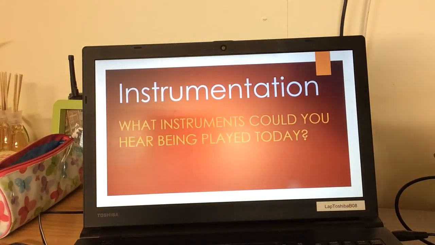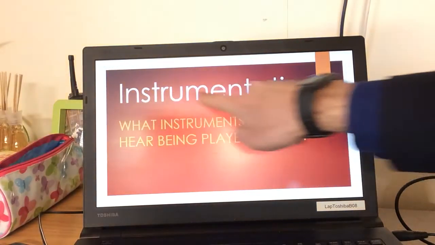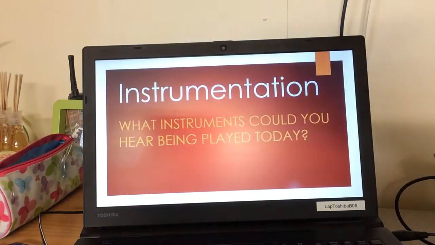And then you're going to be asked some different elements of music. So the elements are the titles at the top. So the first element is instrumentation. And it asks you what instruments could you hear being played today. So you'd put your hand up and come up with all the instruments that you can. And then on the next slide, I will put the answers and you can see how close you were.